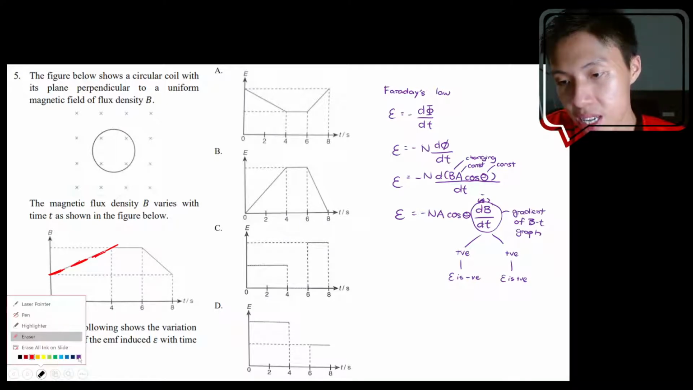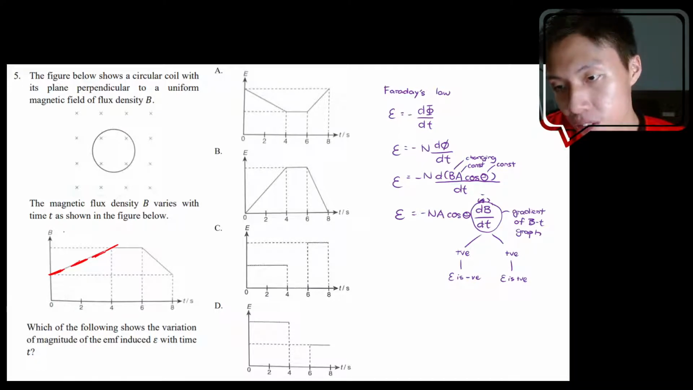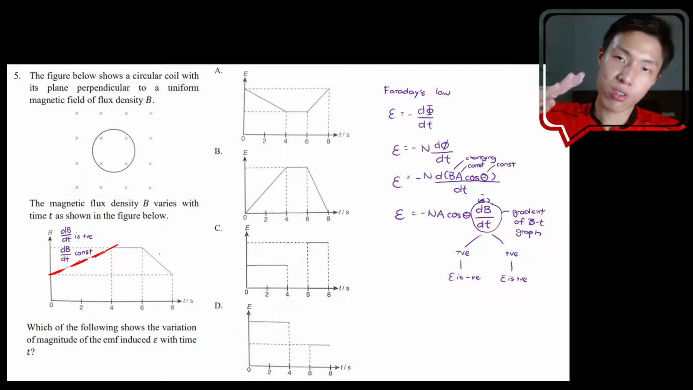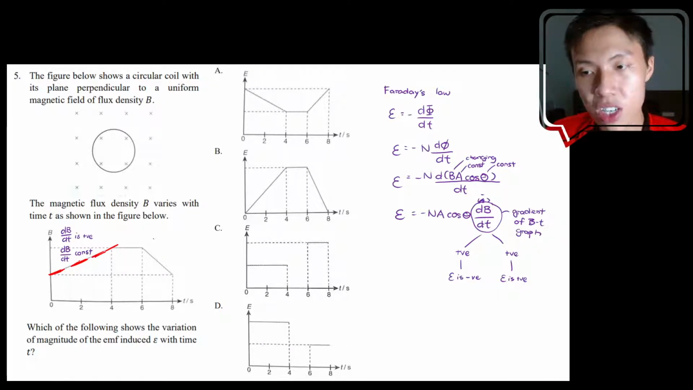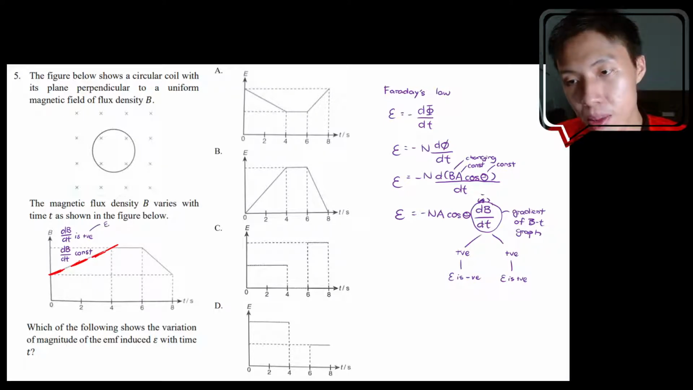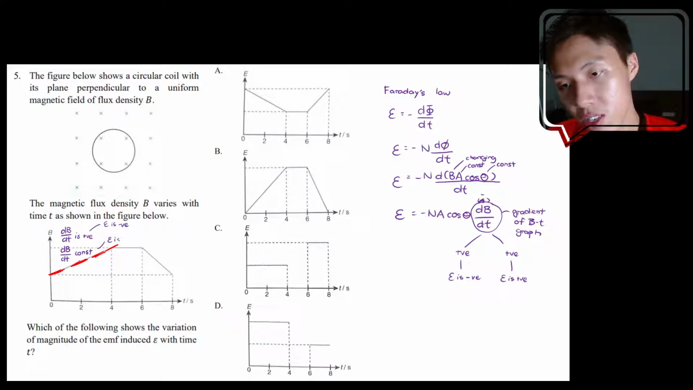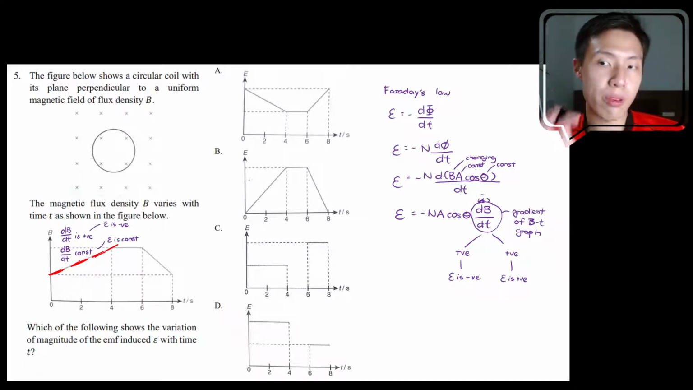So we can make a conclusion. It's a positive gradient, so you know dB/dt is positive. And you know dB/dt is constant because the gradient is not increasing and not decreasing. The gradient is remaining constant. Okay, that's the first section. So this will tell you that the EMF is negative, and this will tell that the EMF is constant. Okay, so this is what you know from the first section.